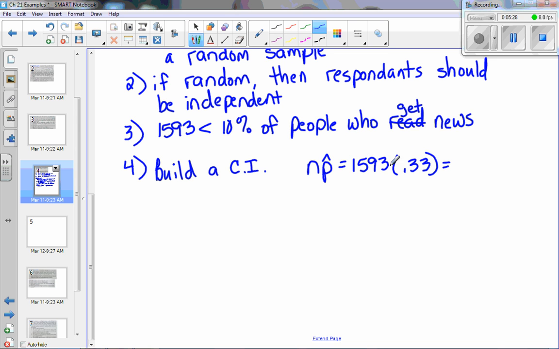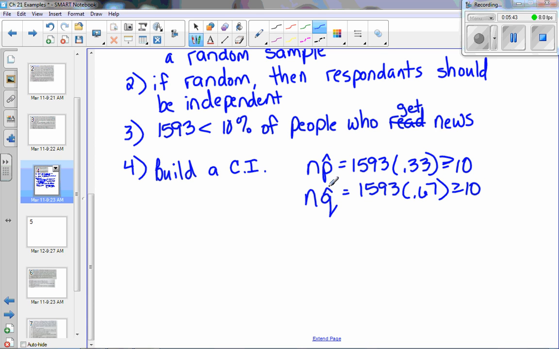But clearly, a third of that is going to be greater than or equal to 10. Even if you said this, that would be fine. And n times q hat would be 1,593 times 0.67, and that's even larger. So we have no problem there.